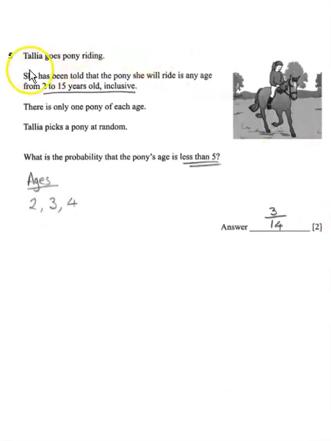So question 5, it says Talia goes pony riding. She has been told that the top pony she will ride is any age, from 2 to 15 years inclusive. There is only one pony of each age. Talia picks a pony at random. What is the probability that the pony's age is less than 5? So that means the ages that she picks from is 2, 3, and 4. And that is 3 ponies out of the 14 ponies that she had available.